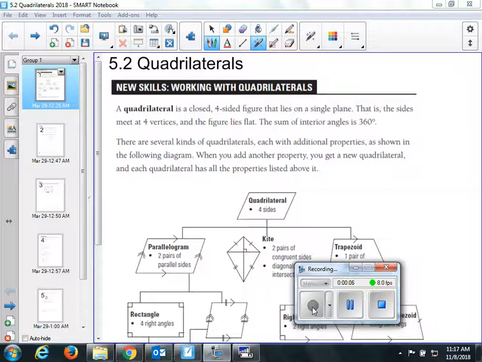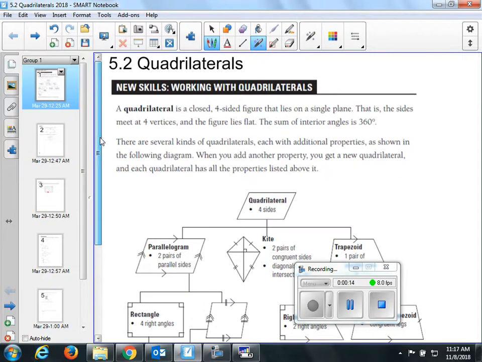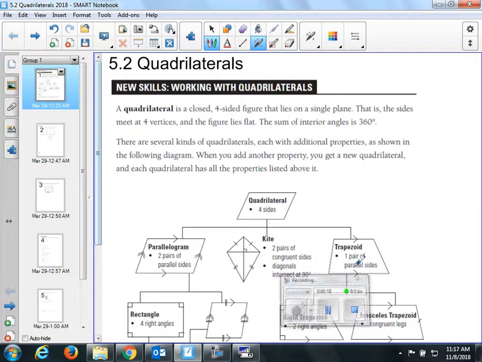We're looking at quadrilaterals today, and the first thing I want you to do with your sheet is pause this video and take a look through here. I'll give you as much time as you need to look through here to get familiar with these. Okay, I'm assuming you paused the video and you're a little bit familiar with some of the words and terms here.